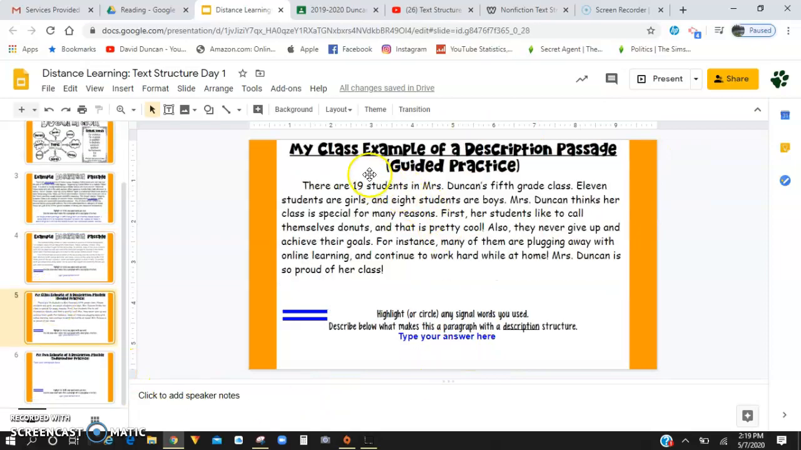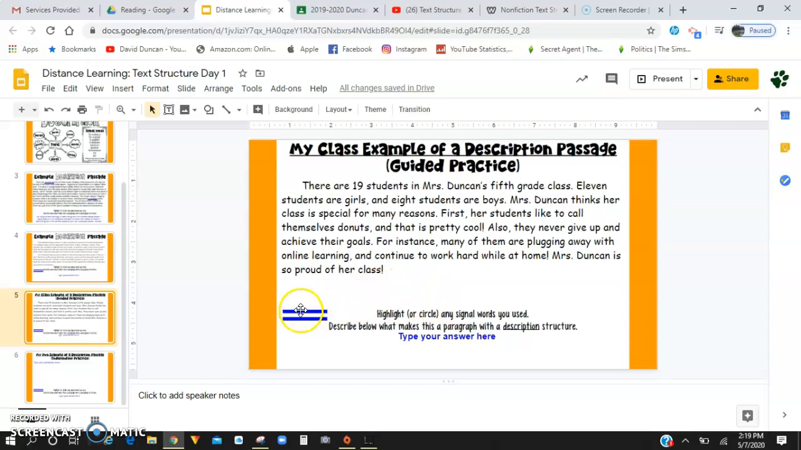Next, I went and created a passage that I wrote using description text structure. I'm going to read my passage to you. It says, there are 19 students in Mrs. Duncan's 5th grade class. 11 students are girls and 8 students are boys. Mrs. Duncan thinks her class is special for many reasons. First, her students like to call themselves donuts, and that is pretty cool. Also, they never give up and achieve their goals. For instance, many of them are plugging away with online learning and continue to work hard while at home. Mrs. Duncan is so proud of her class.